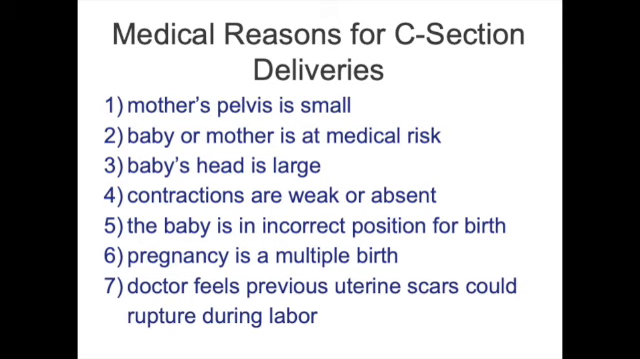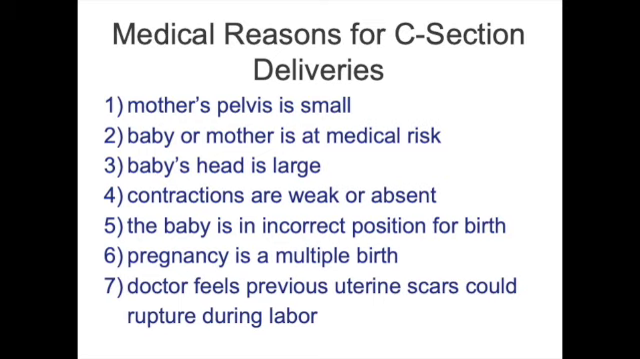Some reasons for cesarean would be the mother's pelvis is too small or not shaped for an easy birth. The baby or mother is at medical risk. The baby's head is large. Contractions are weak or absent. The baby is in an incorrect position for birth. The pregnancy is a multiple birth, although some multiple births are vaginal or vaginal-assisted deliveries. Or the doctor feels that previous uterine scars could rupture during labor. Although one cesarean birth does not mean that all later births have to be C-sections too.